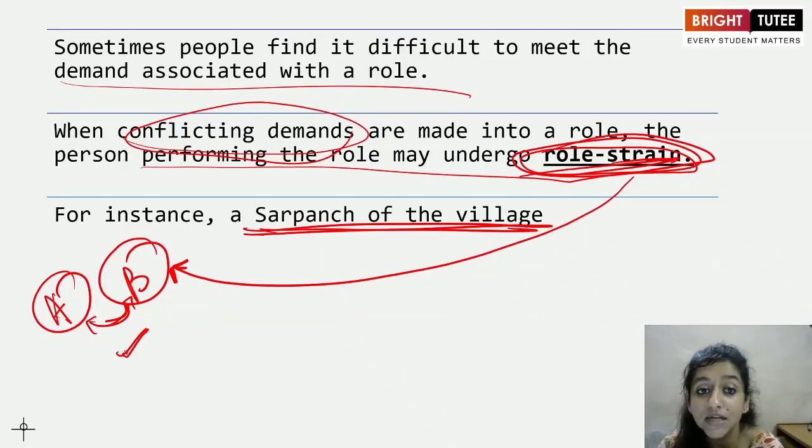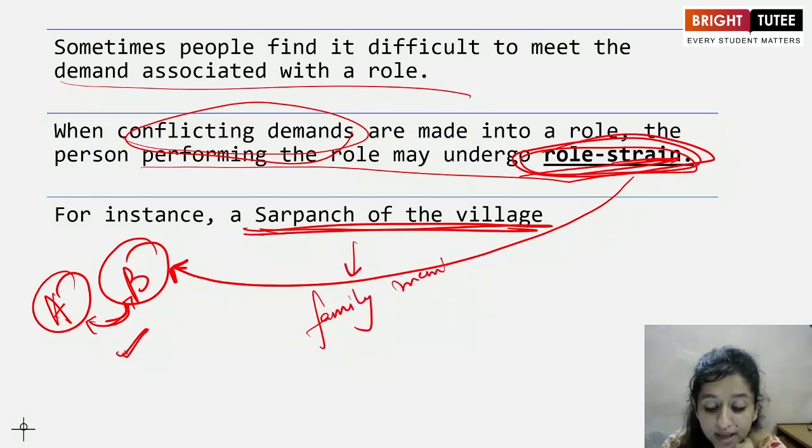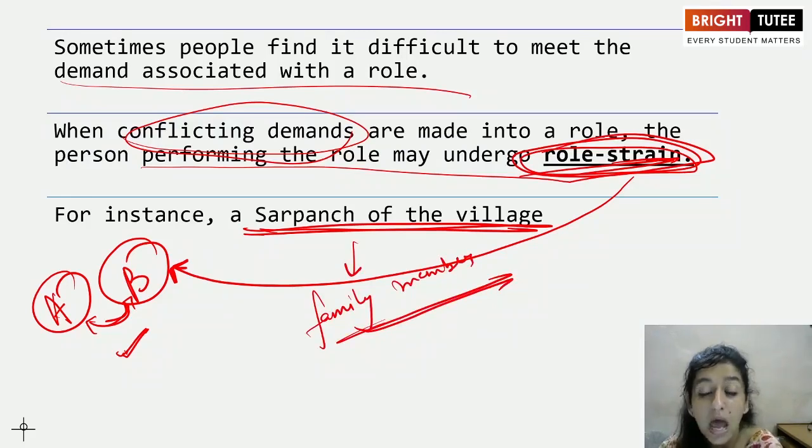What if there is a case against your own family member? What if there is a case against your own son or your own daughter? How would you be responding? Whether you will be performing your duties as a sarpanch, or your roles of being a family member, the father or the mother. That is when role strain comes into account.